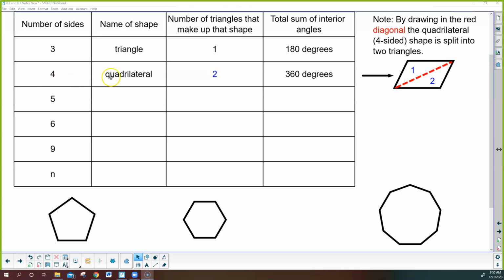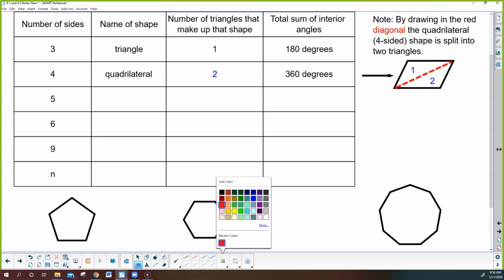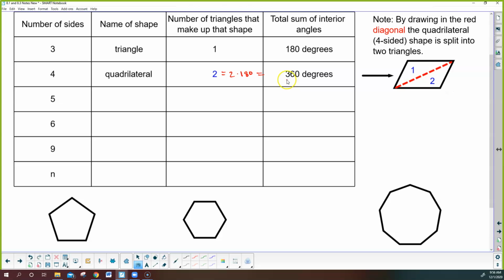Okay, so we just saw a quadrilateral had four sides, and we were able to put in one diagonal and divide it up into triangles. There's two triangles, and each triangle has 180 degrees. So one way to think of this is instead of writing 360 degrees, I could take the number of triangles, 2 times 180, and that would give me 360, right?